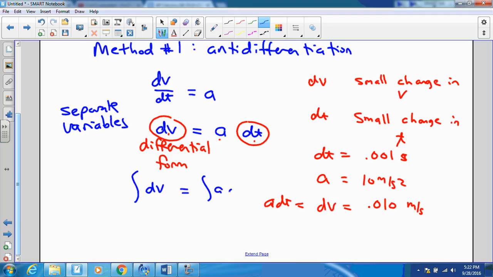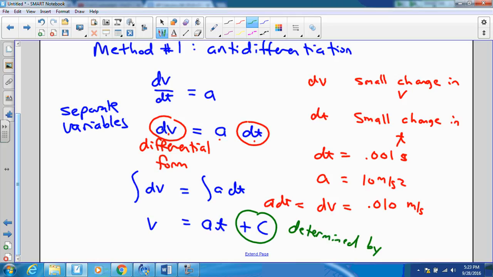And now what we can do is to add up all of those changes by anti-differentiating like so. And when we do, what we get is the entire velocity: v equals a times t plus a constant c. And the constant c is necessary because when I anti-differentiate, I am finding all possible functions whose derivative is a. Well, what is the value of my arbitrary constant c? The value of c is uniquely determined by the initial condition.